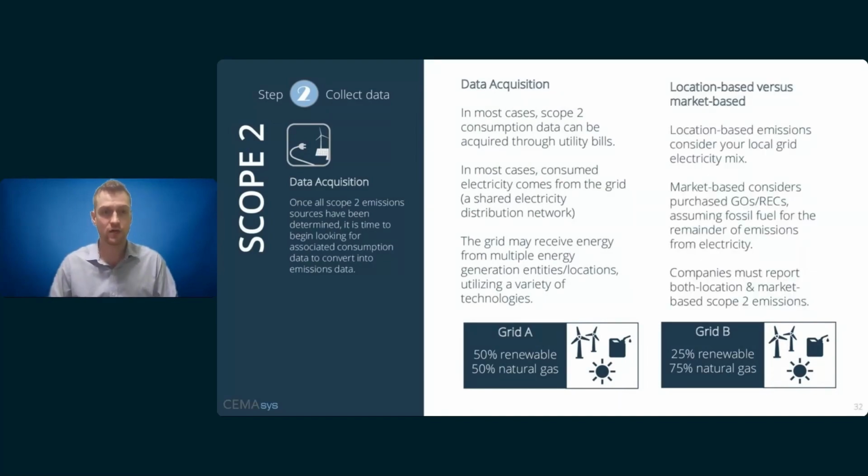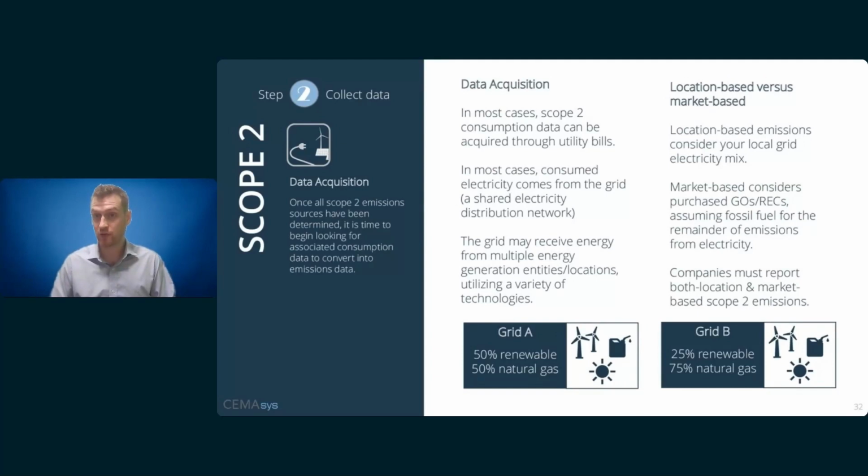But there are two methodologies the Greenhouse Gas Protocol provides for calculating your Scope 2 emissions. We just talked about location-based, where you take into consideration the local electricity mix, but there's also the market-based approach, which considers if your company has purchased RECs, or renewable energy certificates, and/or GOs, or guarantees of origin, which are different, but in general, what they do is guarantee that a specific proportion, or all, of your electricity coming to your building is from a renewable source, while still coming from the grid.